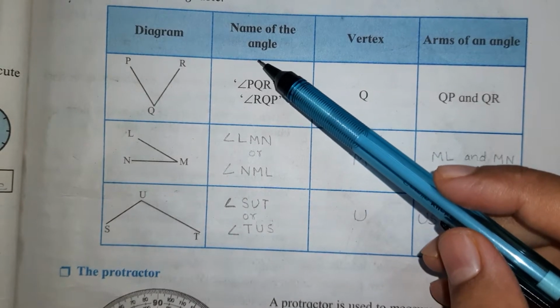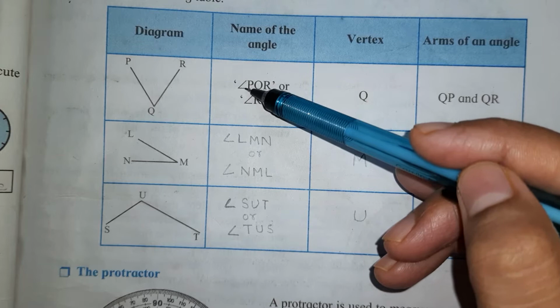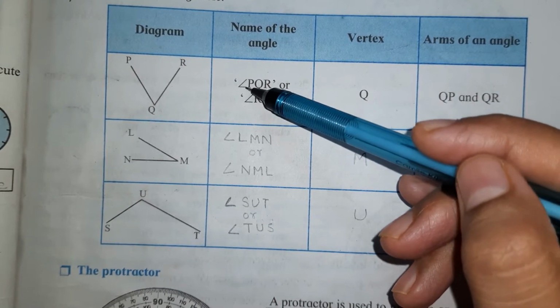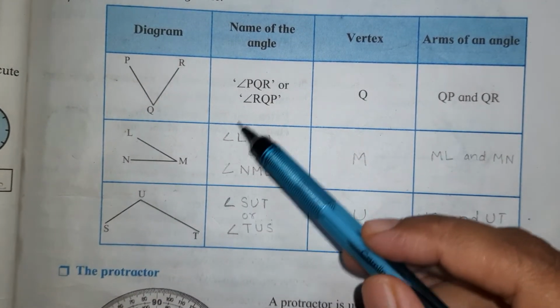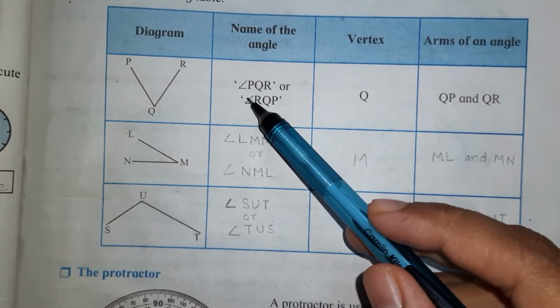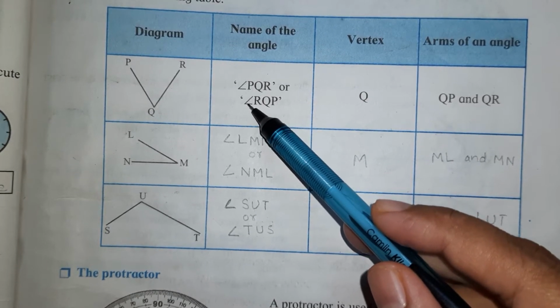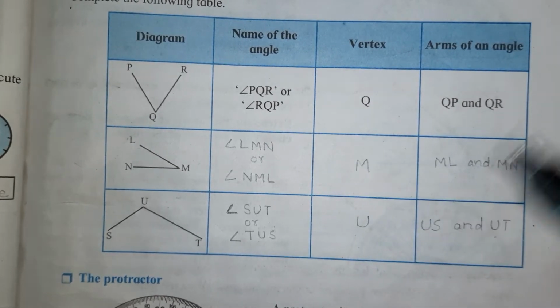And what is the symbol for the word angle? This is the symbol for the word angle. Every time while writing the name, you have to write this symbol also, compulsory. And whatever type of angle it is, whether it is acute, obtuse or right angle, the symbol will not change. The symbol will be the same for all types of angles.